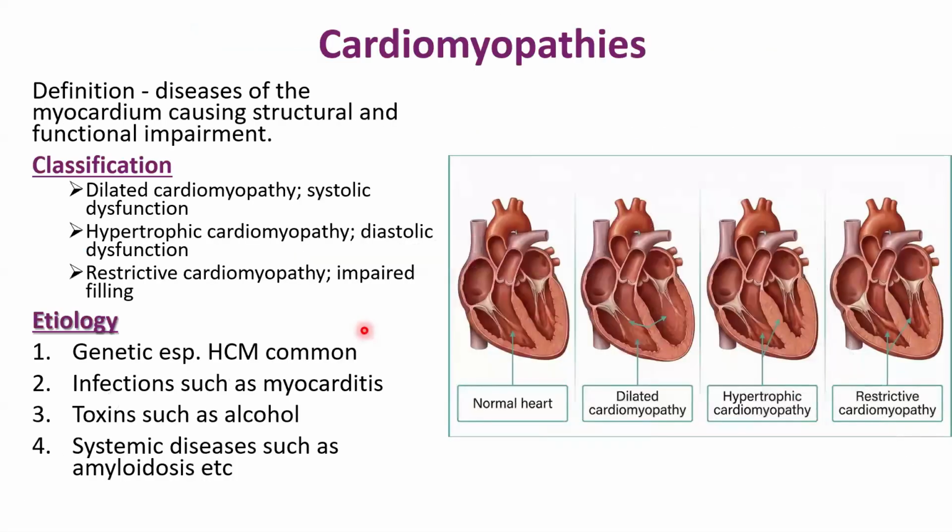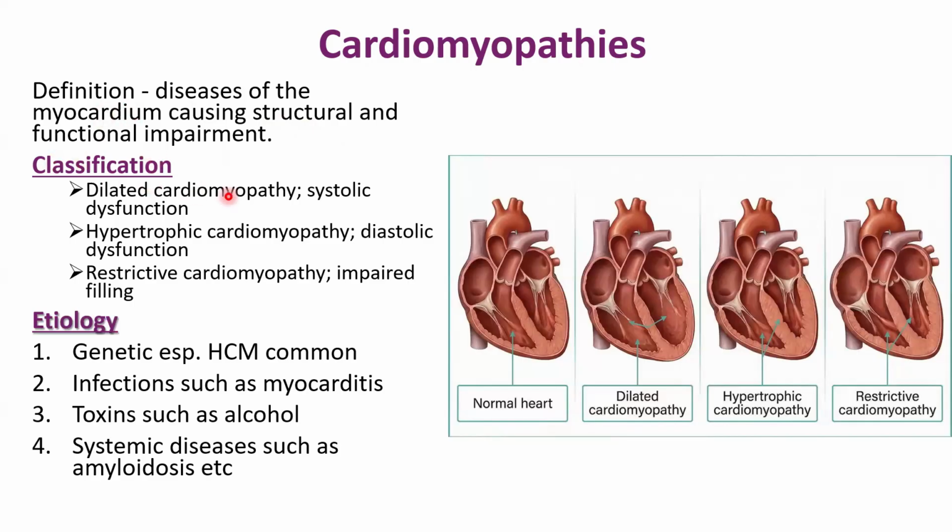So what are the cardiomyopathies that we're talking about? Cardio means heart, and myopathies means diseases that affect the structural aspect of the heart. So the definition of cardiomyopathies: diseases of the myocardium. Myo means muscle, so cardiomyopathies are diseases of the muscles of the heart that cause structural dysfunction of the myocardium.